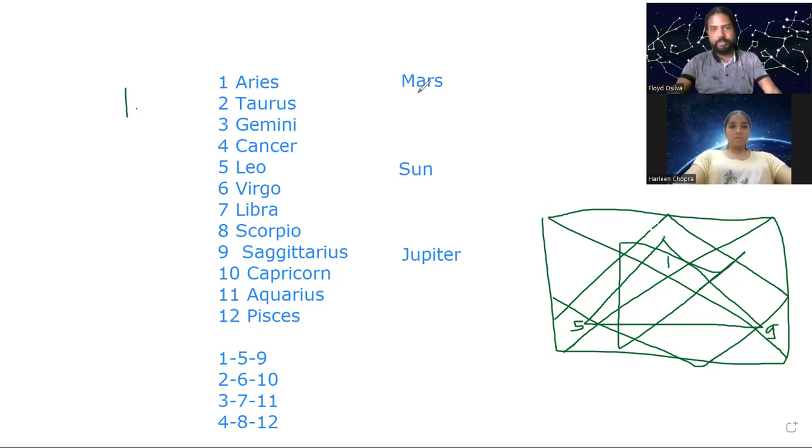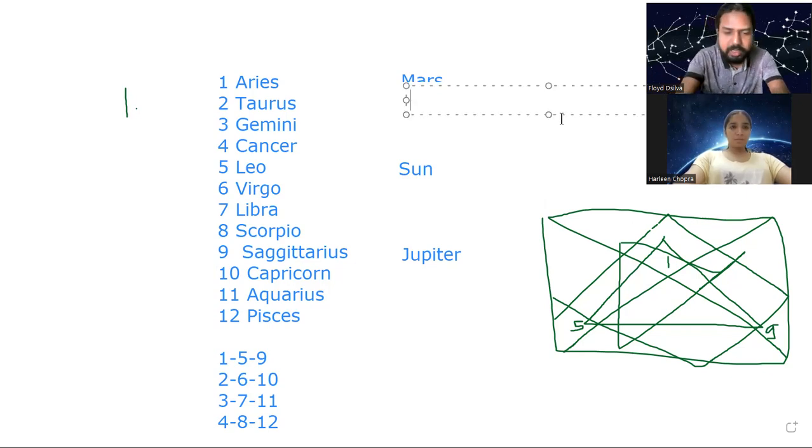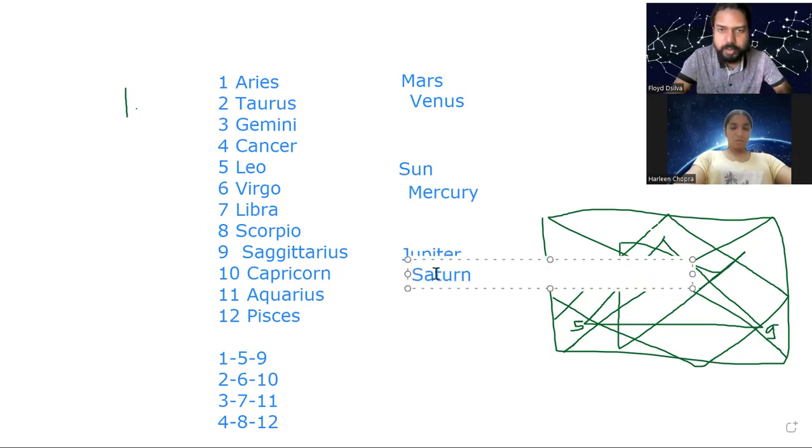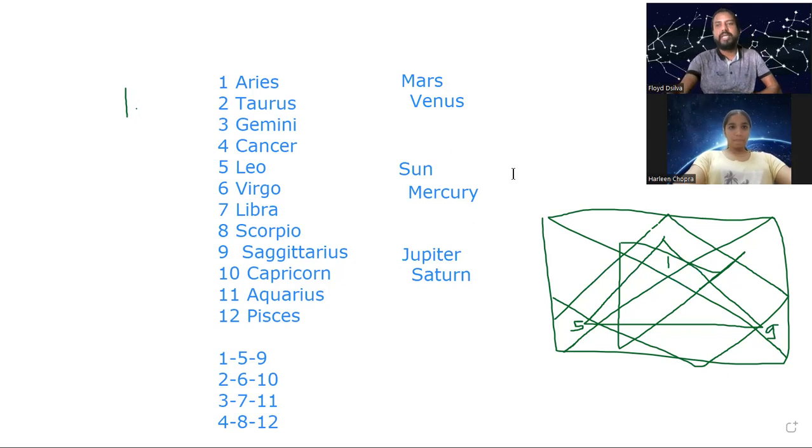Now let's look at Earth. Taurus is ruled by Venus. 2, 6, 10 is Earth. Virgo is ruled by Mercury. And Capricorn is ruled by Saturn. So these are Earth signs. Now Earth signs will show stability. Again, they are in triangle 2, 6, 10.